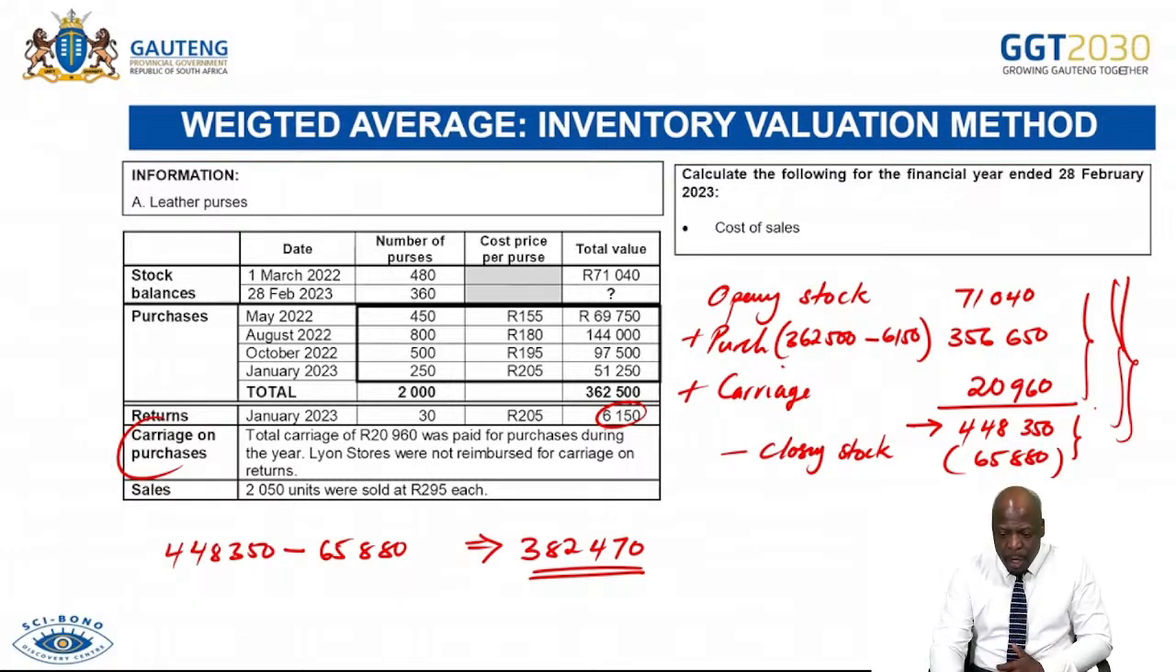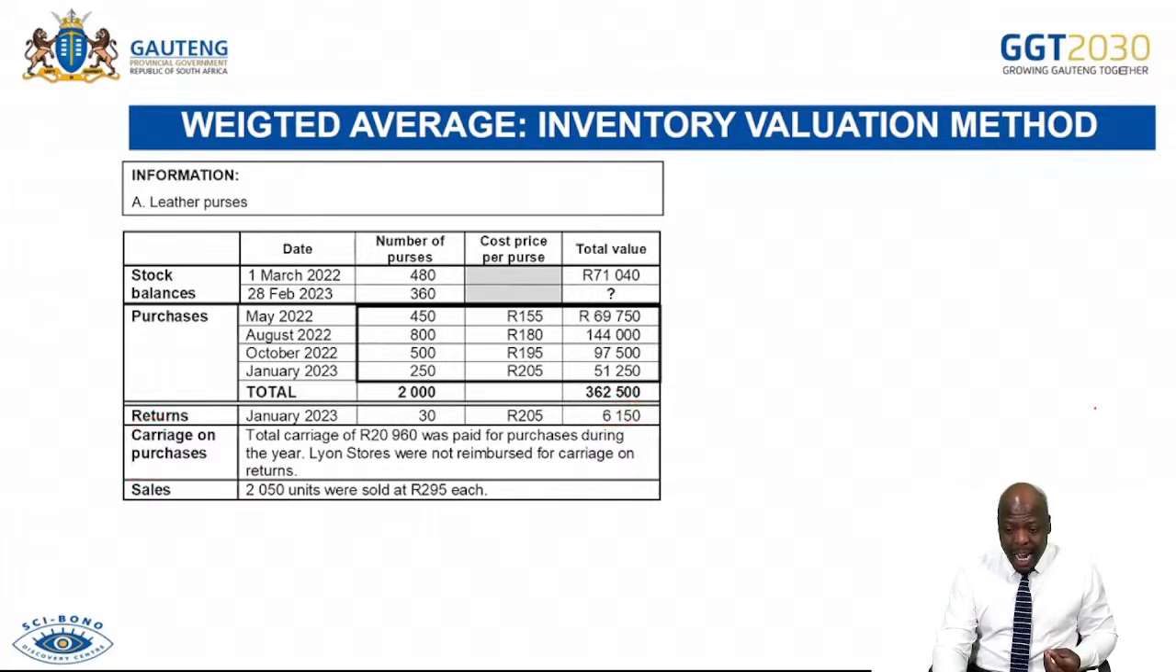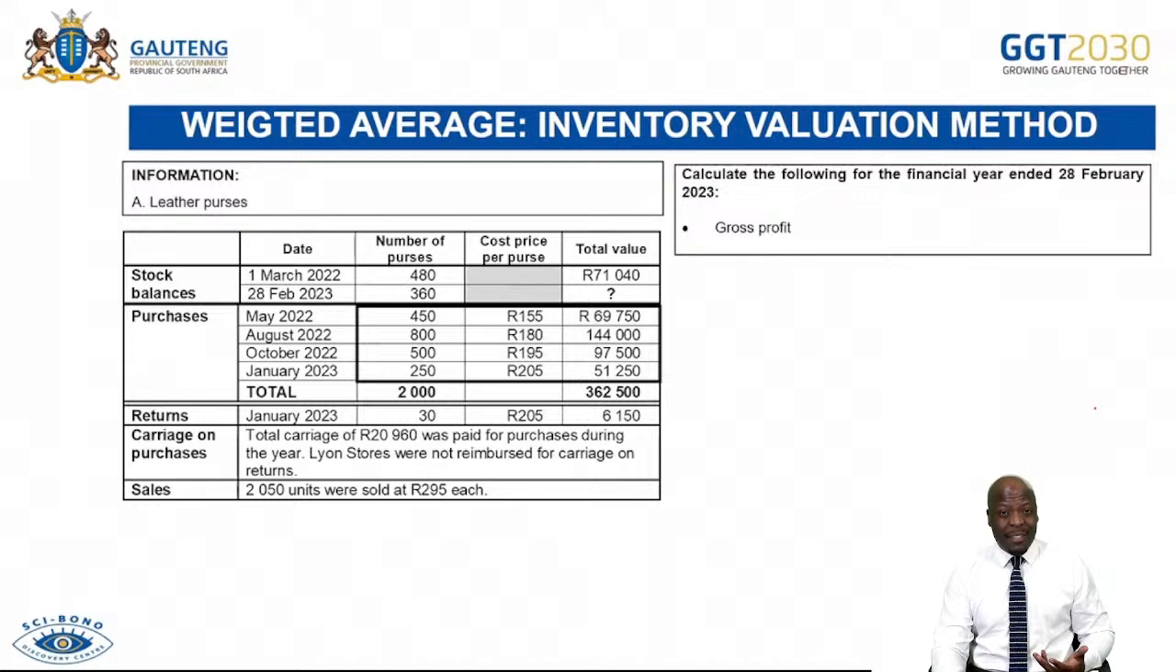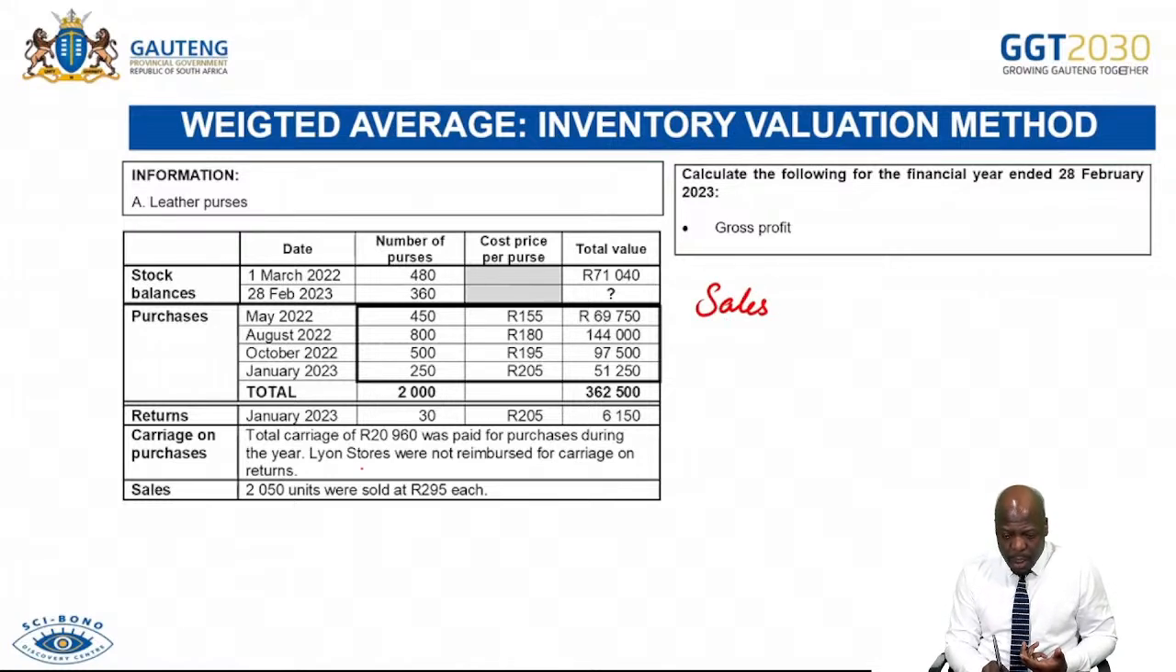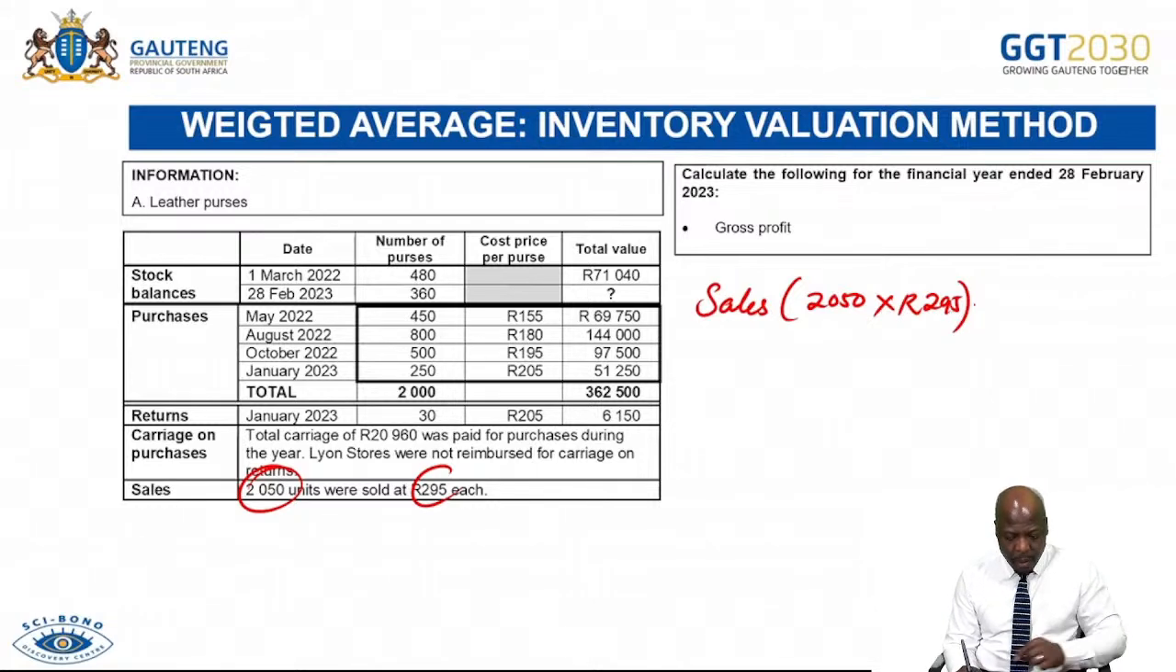Okay, so after calculating cost of sales, now we can calculate gross profit. That should be easy now. How do we get gross profit? We say sales. Do we have sales? We are told that we have sold 2,050 units here. We sold 2,050 units. And our price per unit was 295. Price per unit is 295. That should give me total sales. I need to see those calculators. How much is it? 604,750.